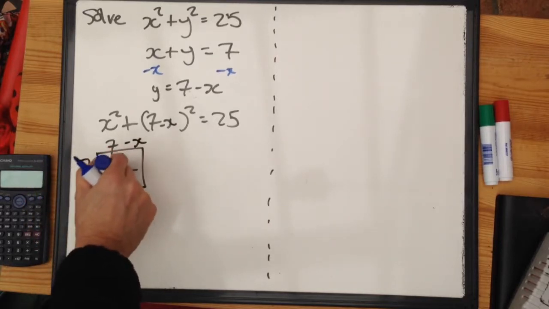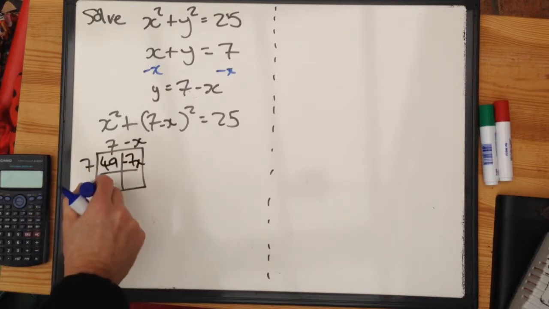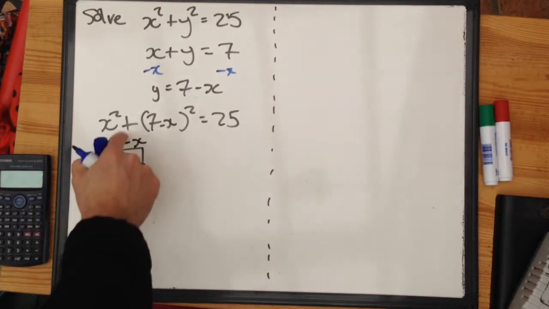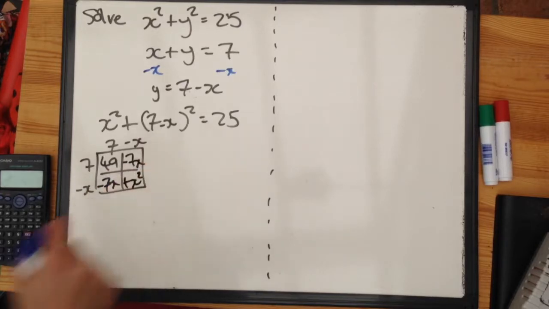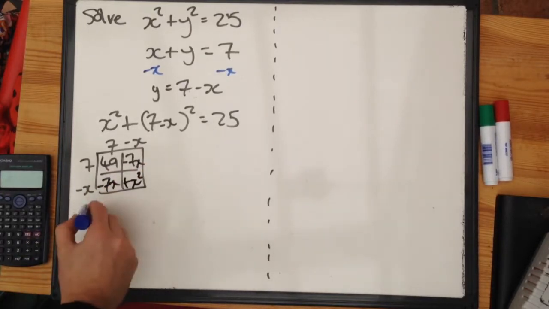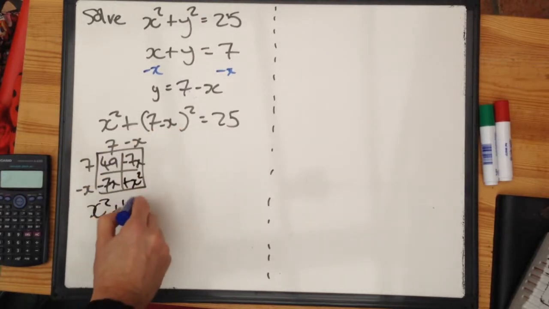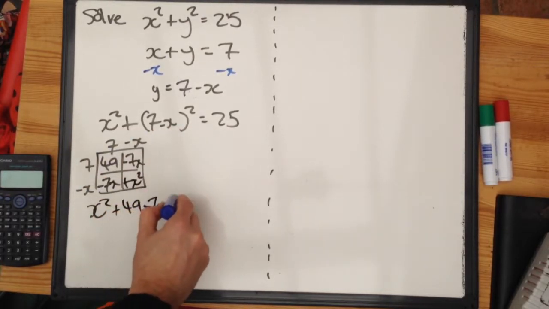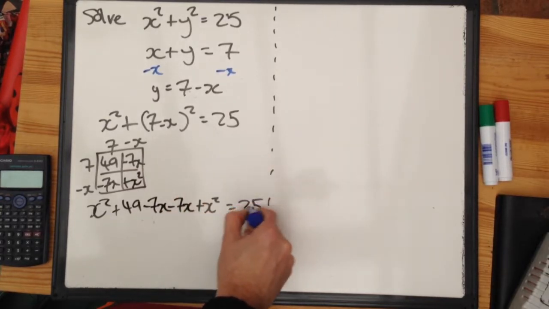7 sevens are 49. 7 times minus x, minus 7x. 7 times minus x, minus 7x. Minus x times minus x, well, minus times minus is a plus. x times x is x squared. Which means now I've got x squared from that bit. This is 49 minus 7x minus 7x plus x squared. And that's equal to 25.